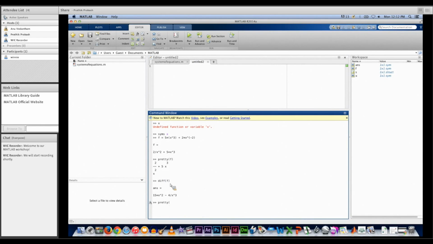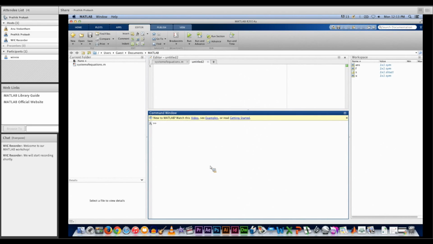A good way to see that would be, let's just put it in the pretty function so that we get a better idea on what we're trying to do. So 5x cubed plus 2 divided by x square, the differential of that is 15x squared minus 4 divided by x cubed. So this is how you solve differential equations.